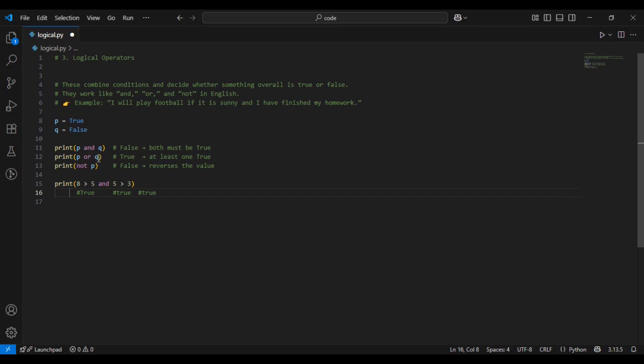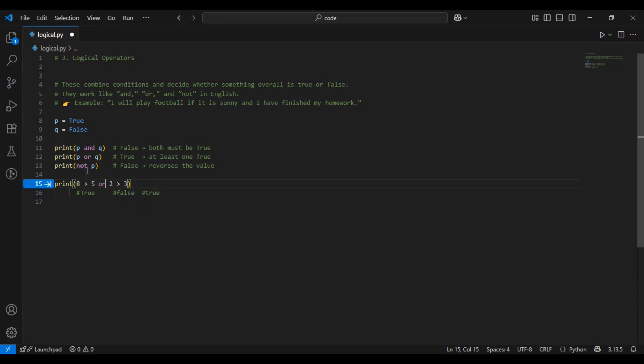And or, on the other hand, checks if even one value is true, it will give the answer as true. For example, if we did here 2 greater than 3, then this will turn into false, but the overall answer will still be true because the or operator just checks if one value is true, so it will give the answer as true. But if all of the values are false, then it will give false.